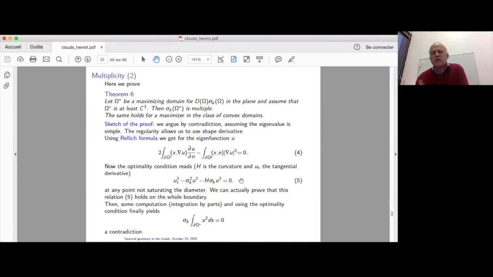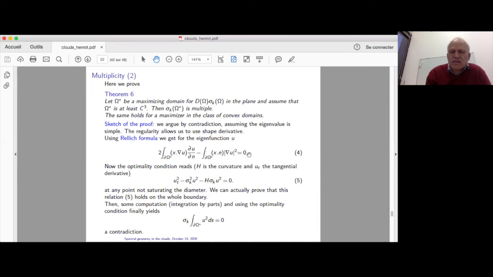Of course, we have to deal with the diameter constraint. So we are going just first to look at points not saturating the diameter. For those points, we are able to make perturbation in any sense. And so the shape derivative is 0. And being 0, it implies that this relation holds on the boundary of the domain. And then we extend this relation also to points saturating the diameter. A simple analysis shows that this relation holds true actually on the whole domain.